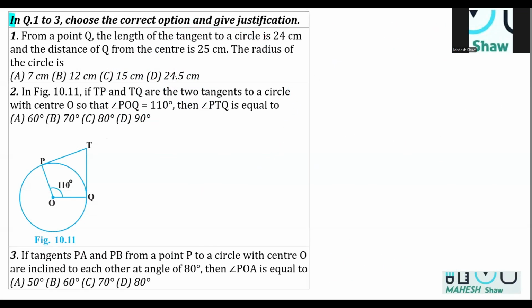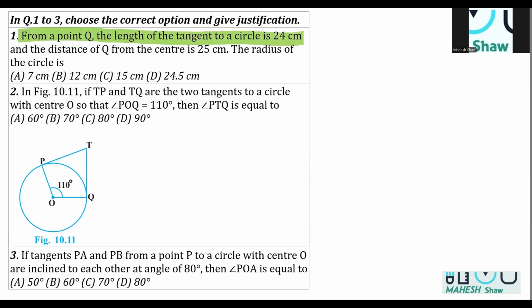In this video, I'm going to do the first 3 questions from exercise 10.2, and these are MCQ, but then we have to give justification for each answer. The first question says from a point Q, the length of the tangent to the circle is 24 centimeter and the distance. So don't read the question, just completely say from point Q, the length of the tangent to the circle is 24.